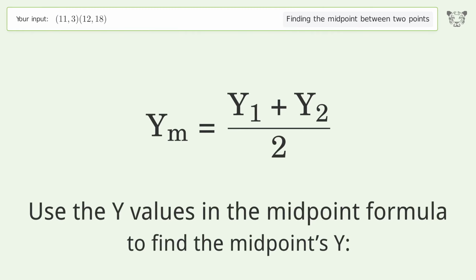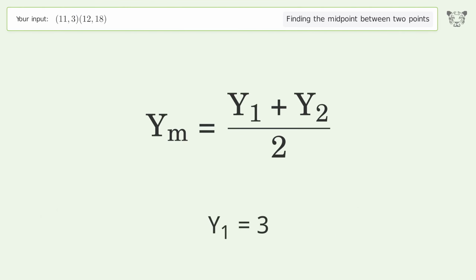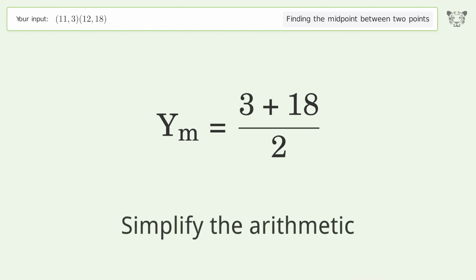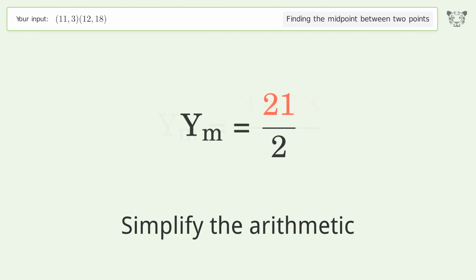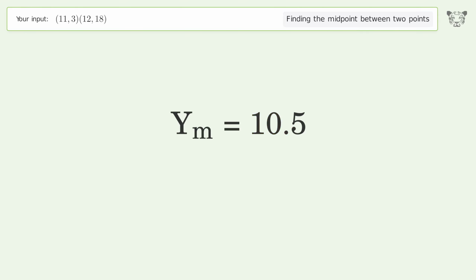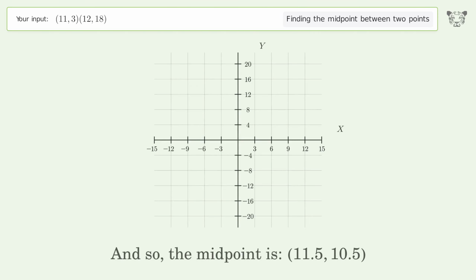Use the y values in the midpoint formula to find the midpoint's y. y1 equals 3. y2 equals 18. Simplify the arithmetic. And so, the midpoint is 11.5, 10.5.